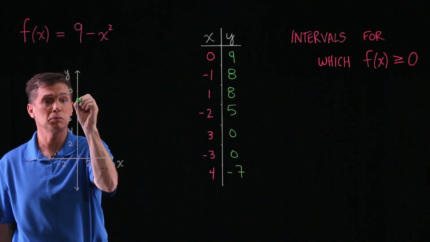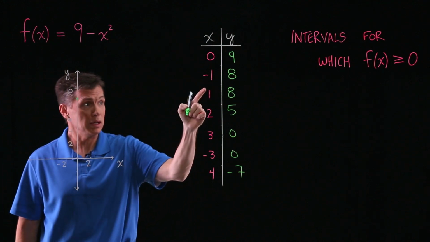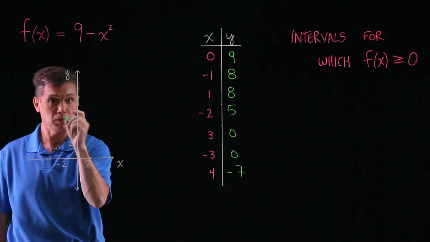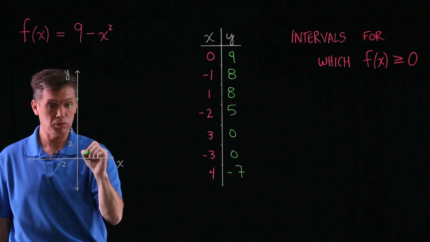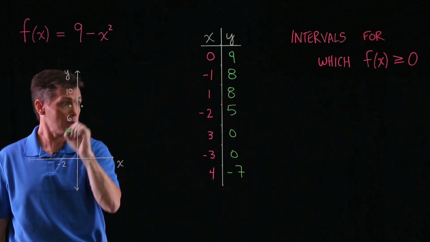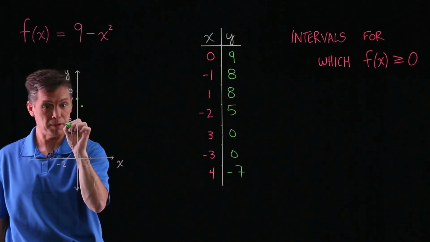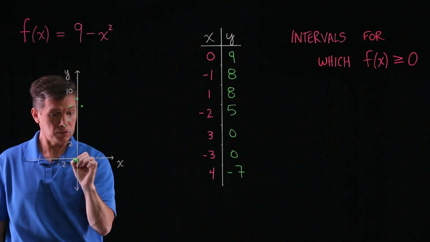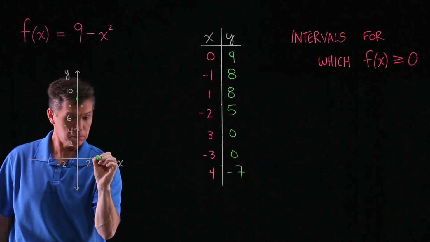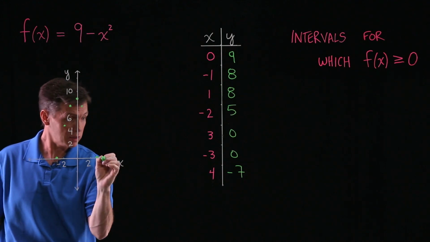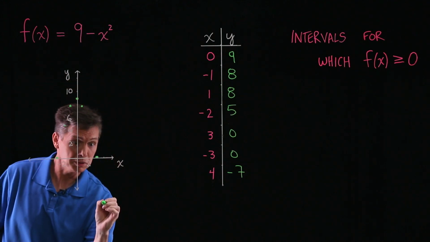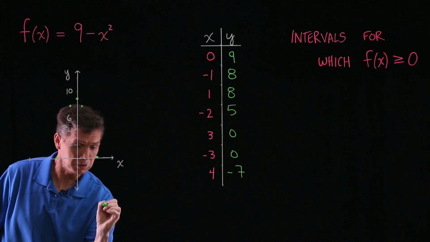0, 9 is right about there. A -1, 8 looks like it'll be about there for me. +1, 8. -2, 5. There. 3, 0. -3, 0. And then that 4, -7 is actually going to be down here a ways for me, so maybe even off the chart.